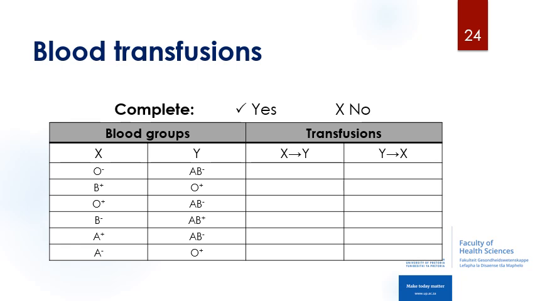So can you complete this table by yourself? In this table, we're looking at donations from different blood types. So if O negative can donate to AB negative, and then if AB negative can donate to O negative. You'll complete it by either ticking or putting a cross if the donations are successful. Again, we will complete this table in class when we have an in-person lecture.